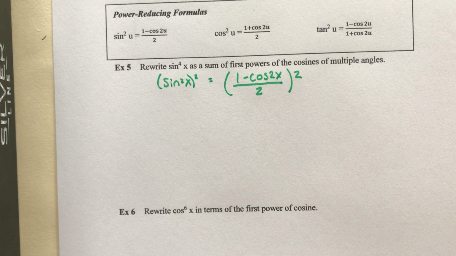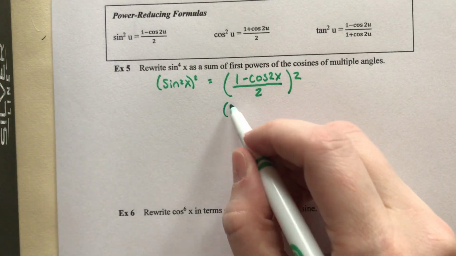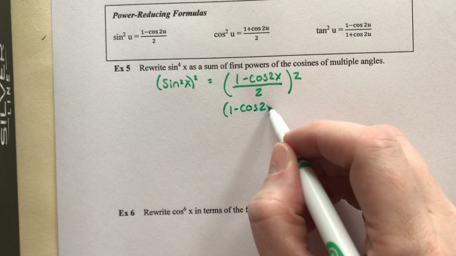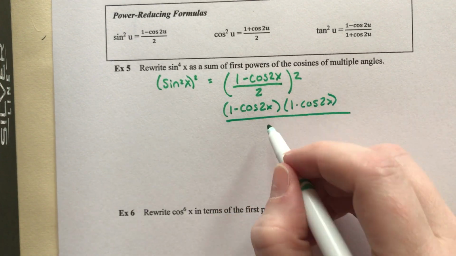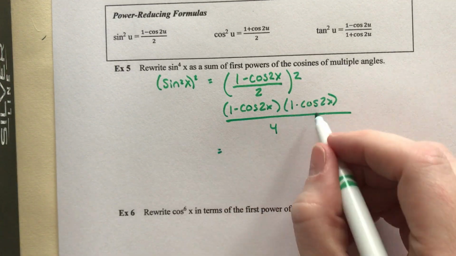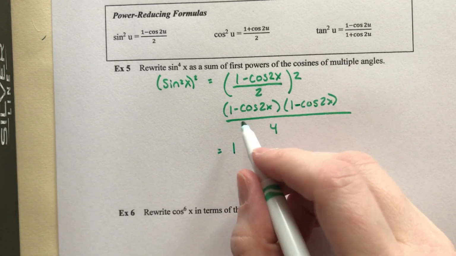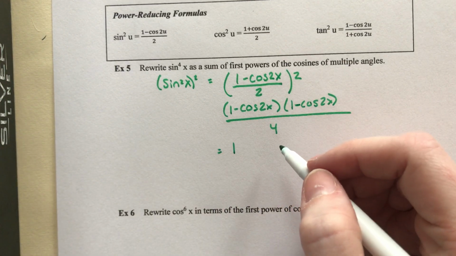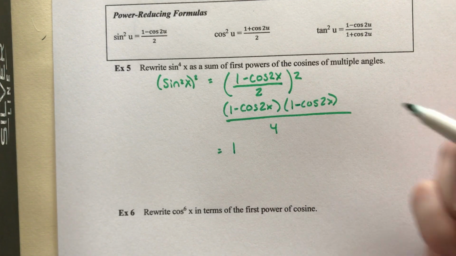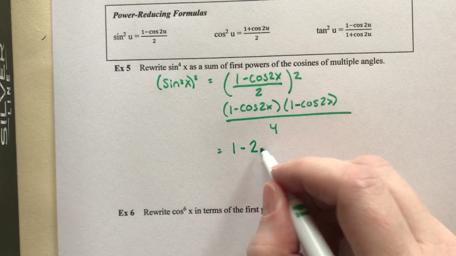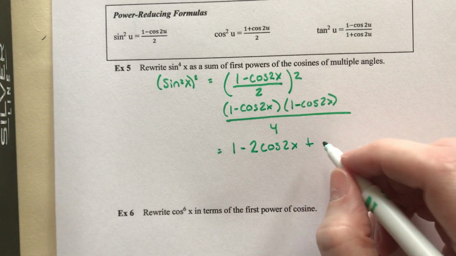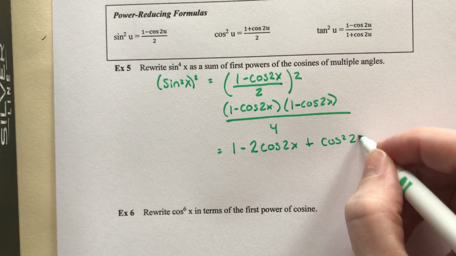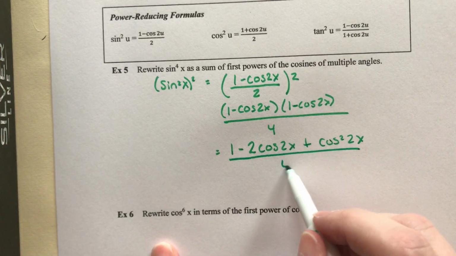And then after that, we can multiply this, right? We can FOIL this. So I can rewrite the top twice. The bottom would just be 4. But if I FOIL the top, that gives me 1. Outer would be negative cosine of 2x. Inner would be negative 2 cosine of 2x. So that's 2 of them. So minus 2 cosine of 2x. And last would be plus cosine squared of 2x over 4.